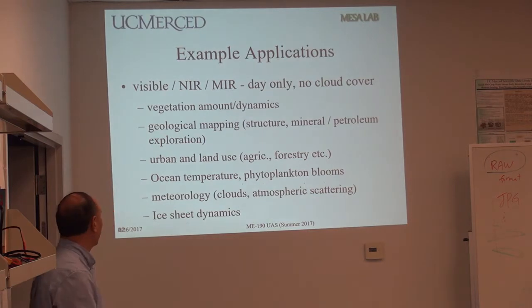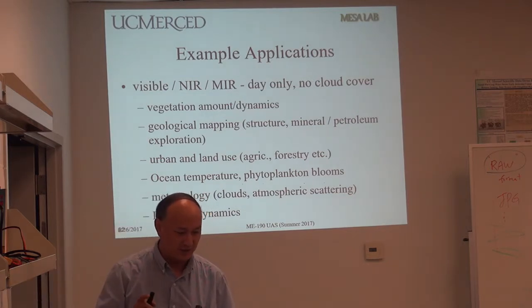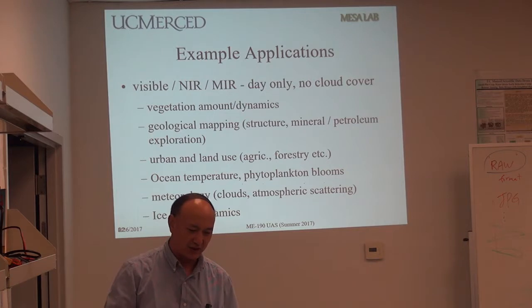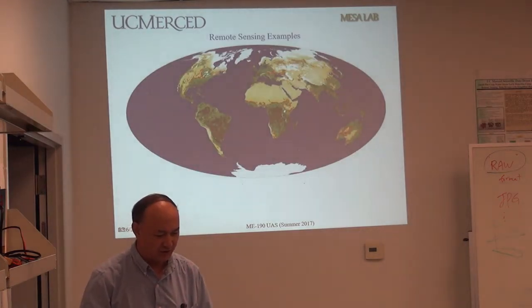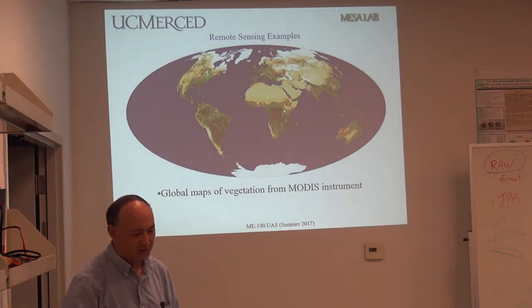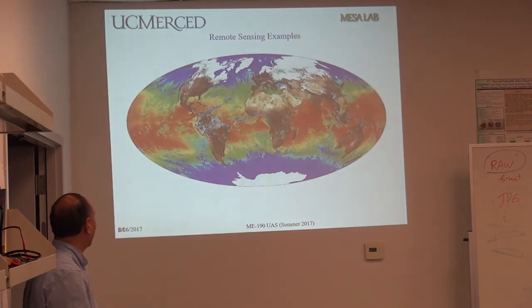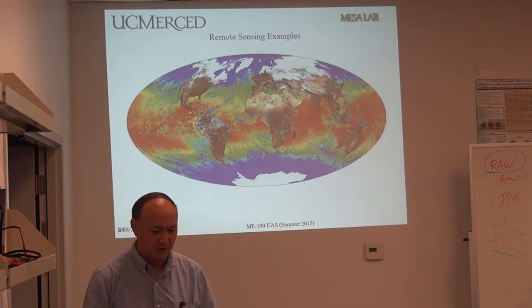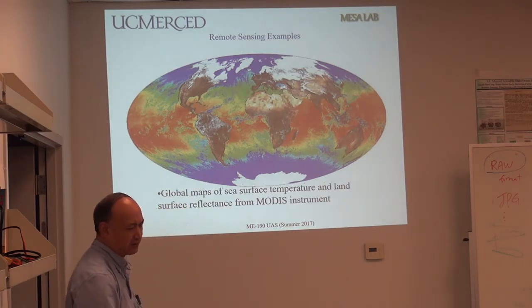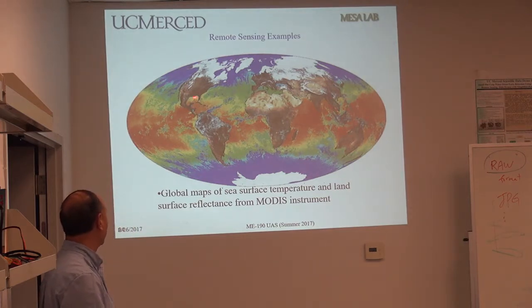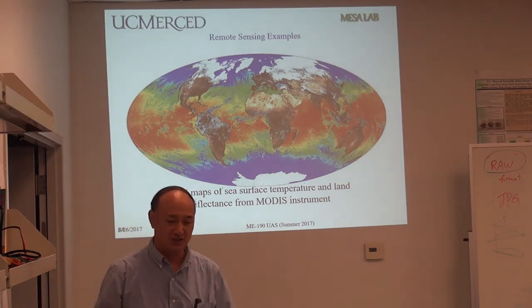Example applications: visible, near infrared and mid-wave infrared, day only, no cloud cover. What we do with this information is vegetation dynamics, geologic mapping, mineral and petroleum exploration, urban land use, ocean temperature, meteorology, ice sheet dynamics, and so on. This is a global remote sensing example: a global map of vegetation from the MODIS instruments. You can check MODIS on NASA's website. And this is a global map of sea surface temperature and land surface reflectance from all these instruments, so you have a pretty good idea about what's going on at the surface of the Earth at such large scale.